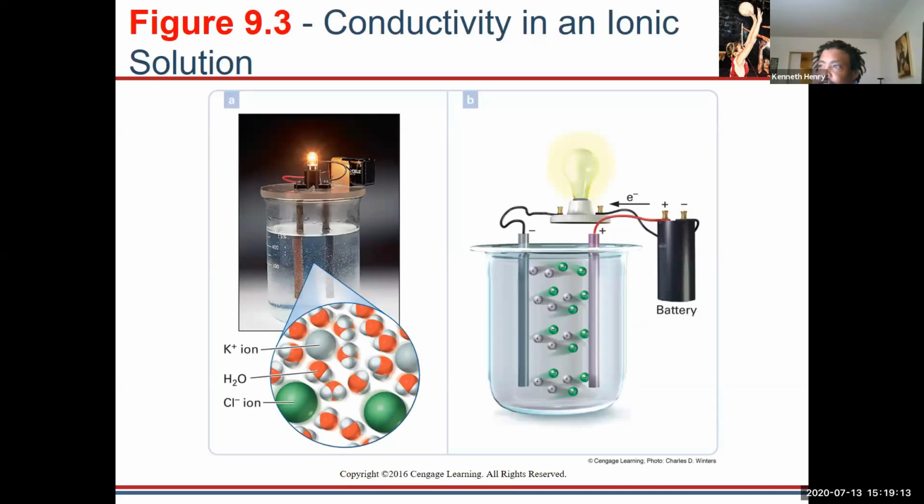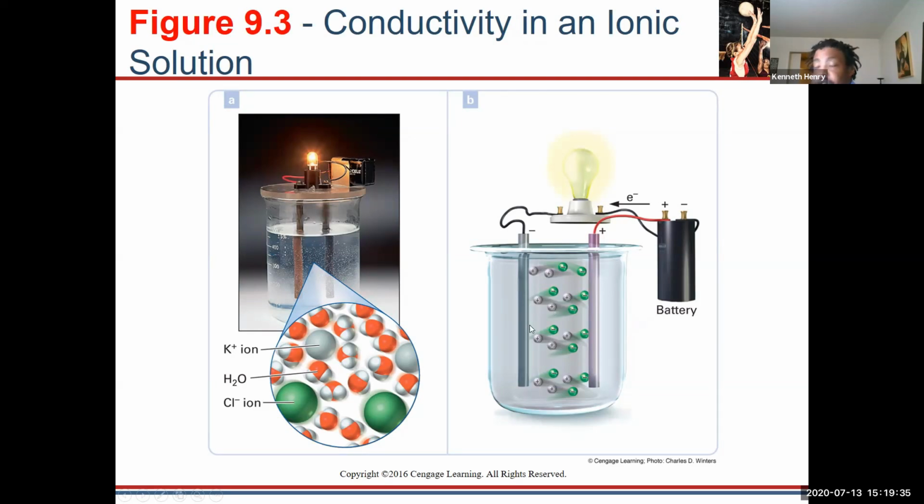Okay, so again, here's our example. We're using the battery as our power source for electrons. You can see the electrons are going to flow through the light bulb, causing the light bulb to actually light up. Now, if we break this circuit, let's say we just put water in the solution, then the light bulb isn't going to light up.